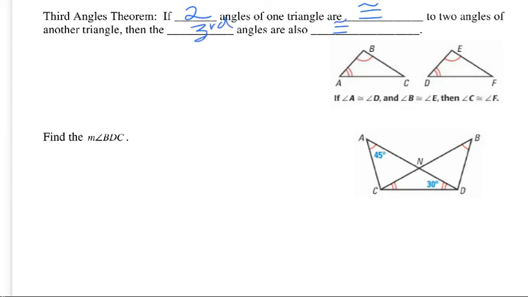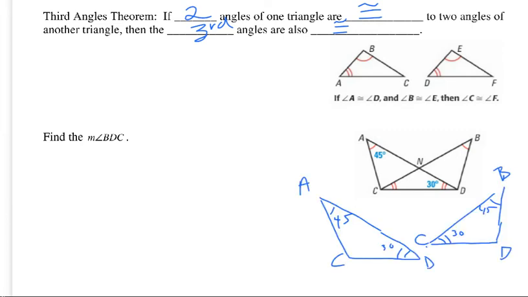And if you see my pictures, if I have two angles that are congruent to two angles in the other triangle, then we know that angle C must be congruent to angle D. So all we need to do is subtract the 45 and 30 from 180, and we end up with 105 degrees. So when they're asking for the angle BDC, BDC then is the 105 degrees.